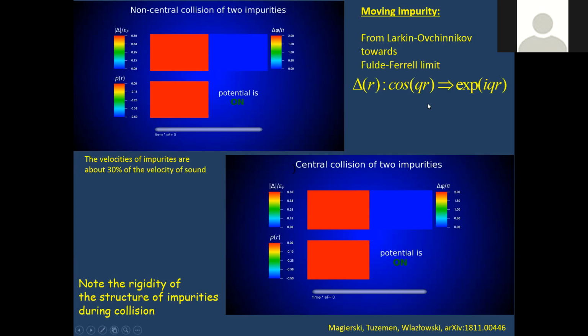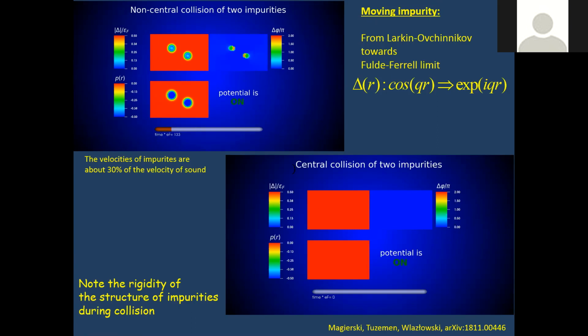Okay, so when you start to move impurities, you may think of it like moving from this Larkin-Ovchinnikov limit towards something that is described by the Fulde-Ferrell limit. So here I will show you the non-central collision of two impurities and the central collision. Let me tell you how it was done. We collide impurities in such a way that we first apply the external potential, we make this potential move, and then we remove the potential, leaving the moving impurity.